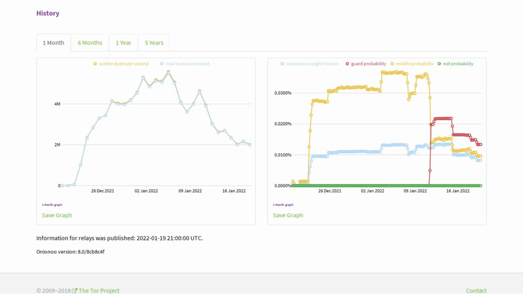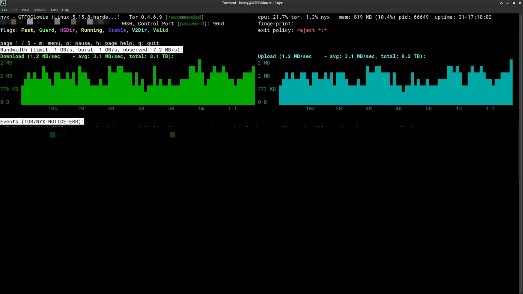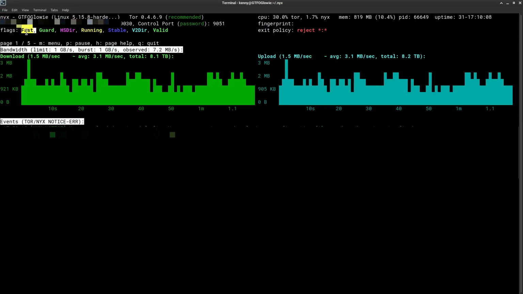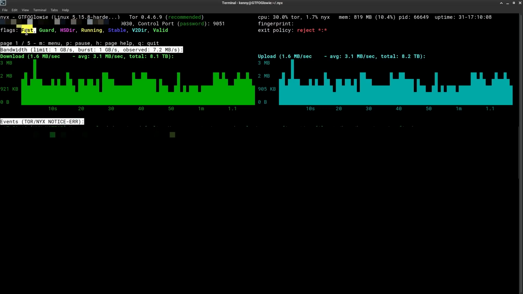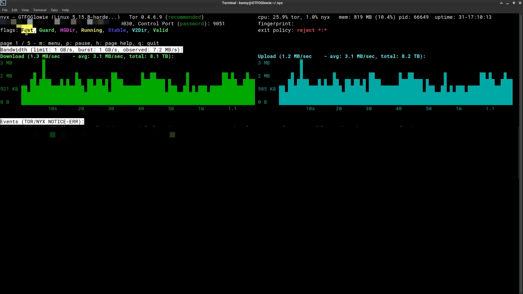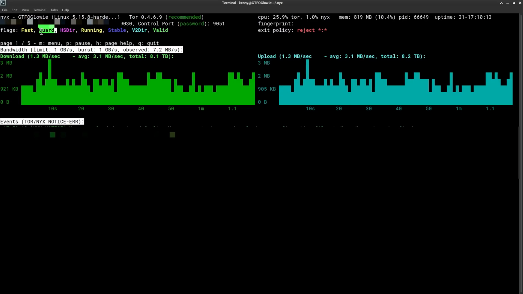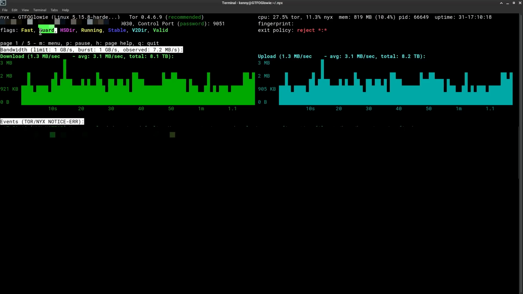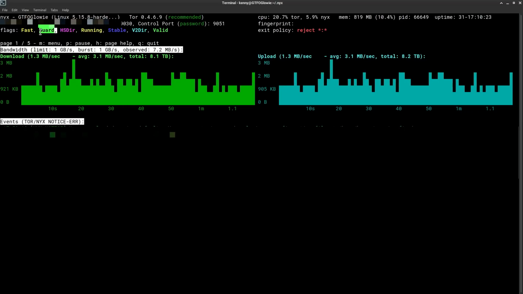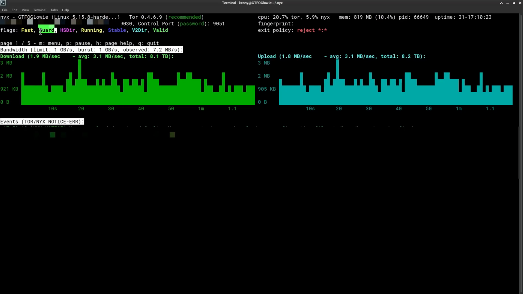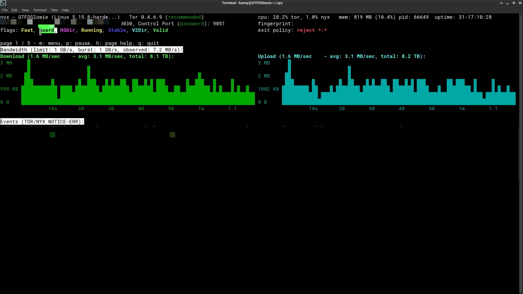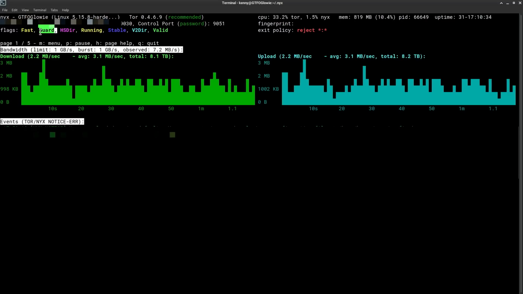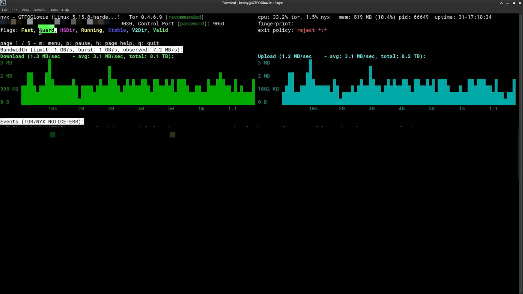Now, as far as the rest of the flags go, fast just means that my relay is advertised and proven to be fast, which for the Tor network, I believe 2 megabits a second is enough to be considered fast. A guard relay is, of course, the first hop in the chain of 3 computers that build individual Tor circuits. So my relay could be either one, but it's never going to pick this computer to be both hop one and hop two.